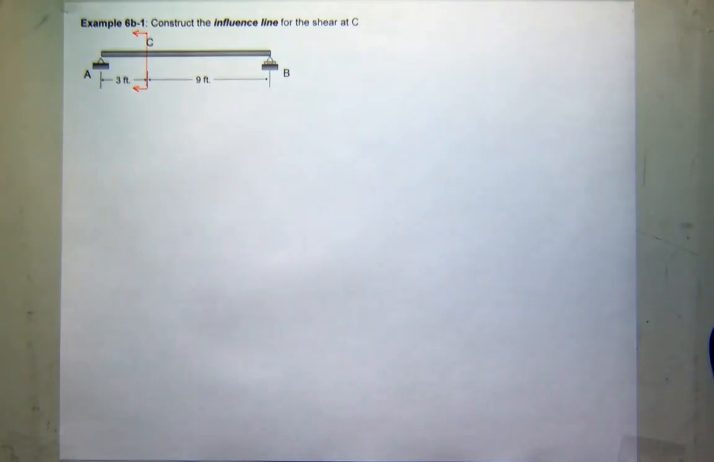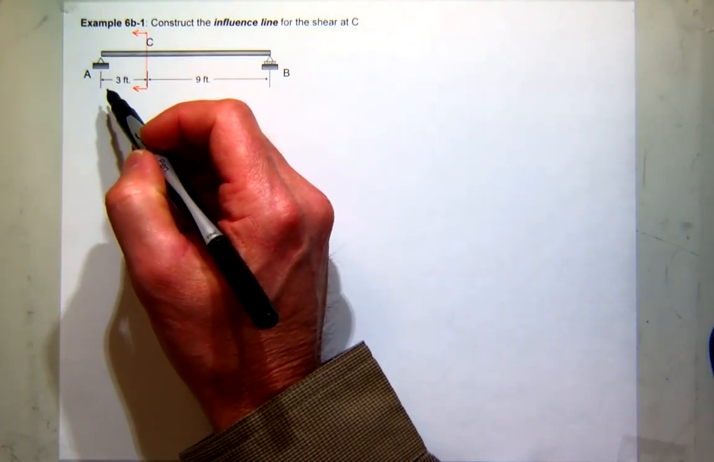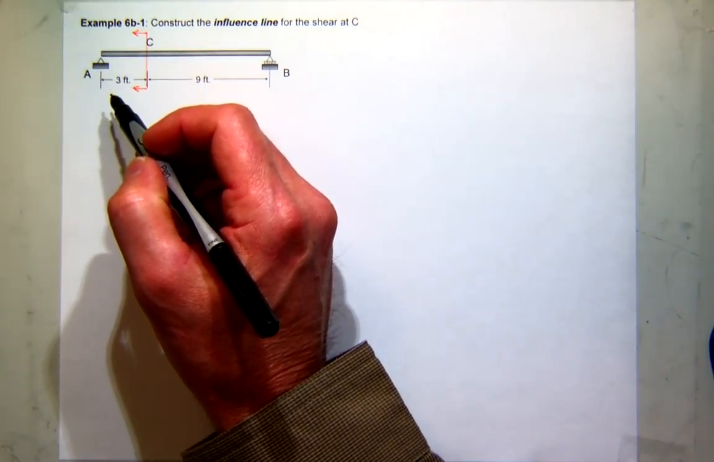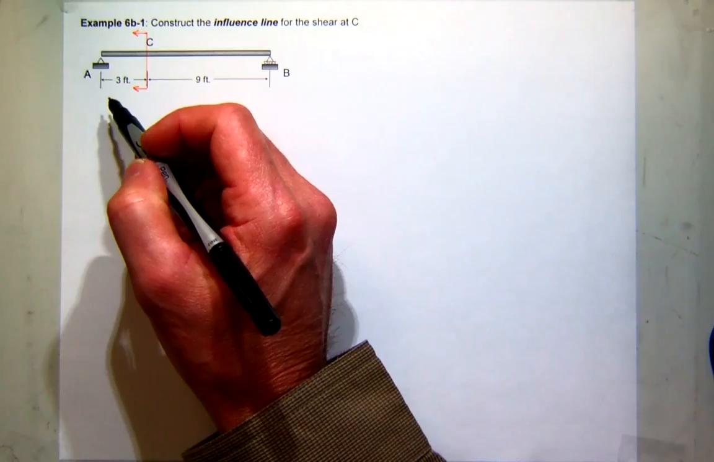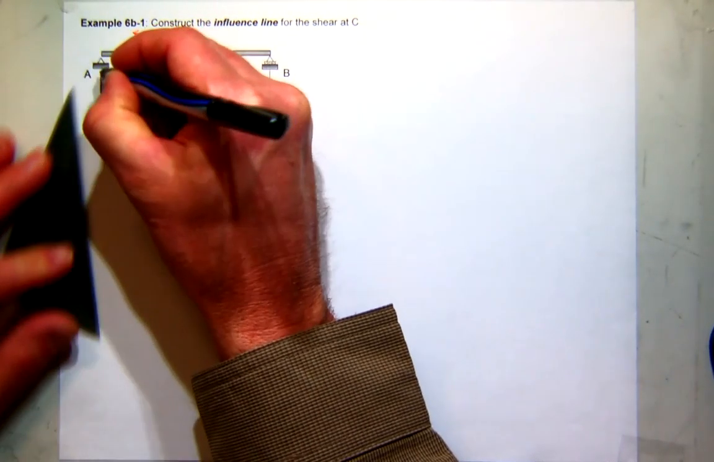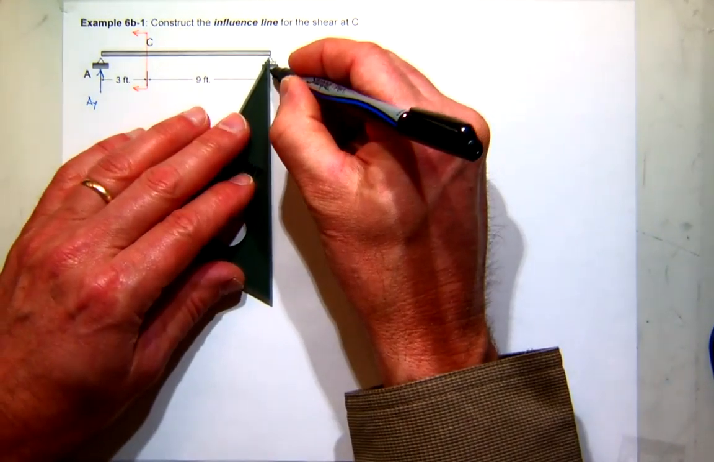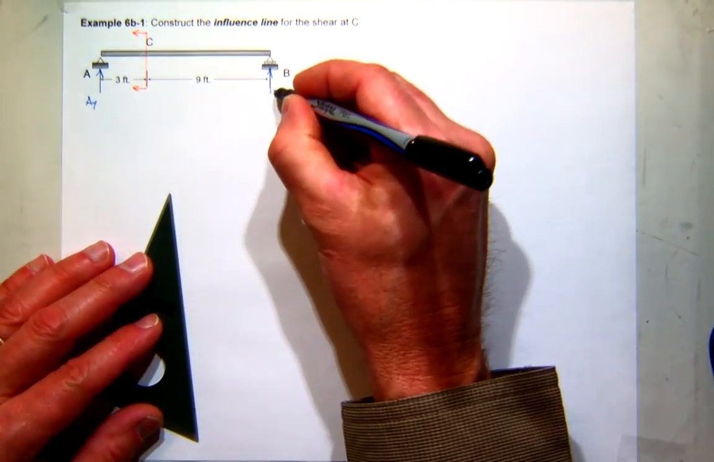Okay? Now if I've already made that decision and I cut my free body diagram, that means I need to know the reaction at A. So I'm going to have to first figure out the influence line for the reaction at A. So let me go ahead and make an assumption for the direction of AY and BY.